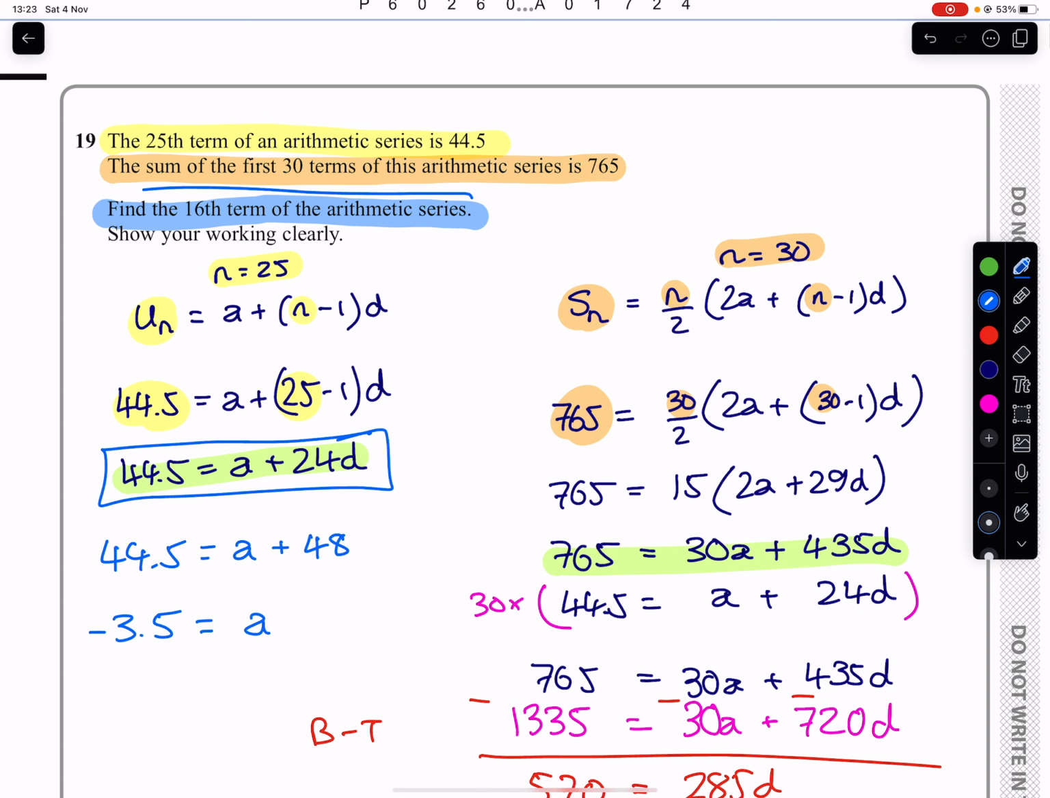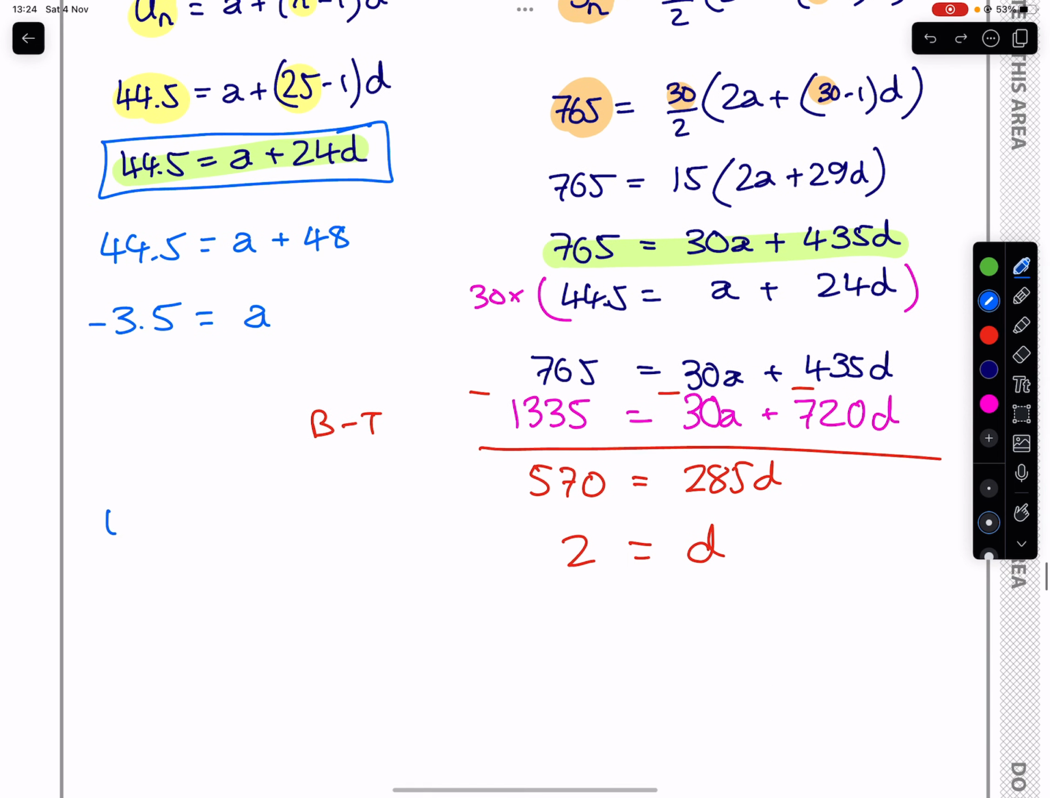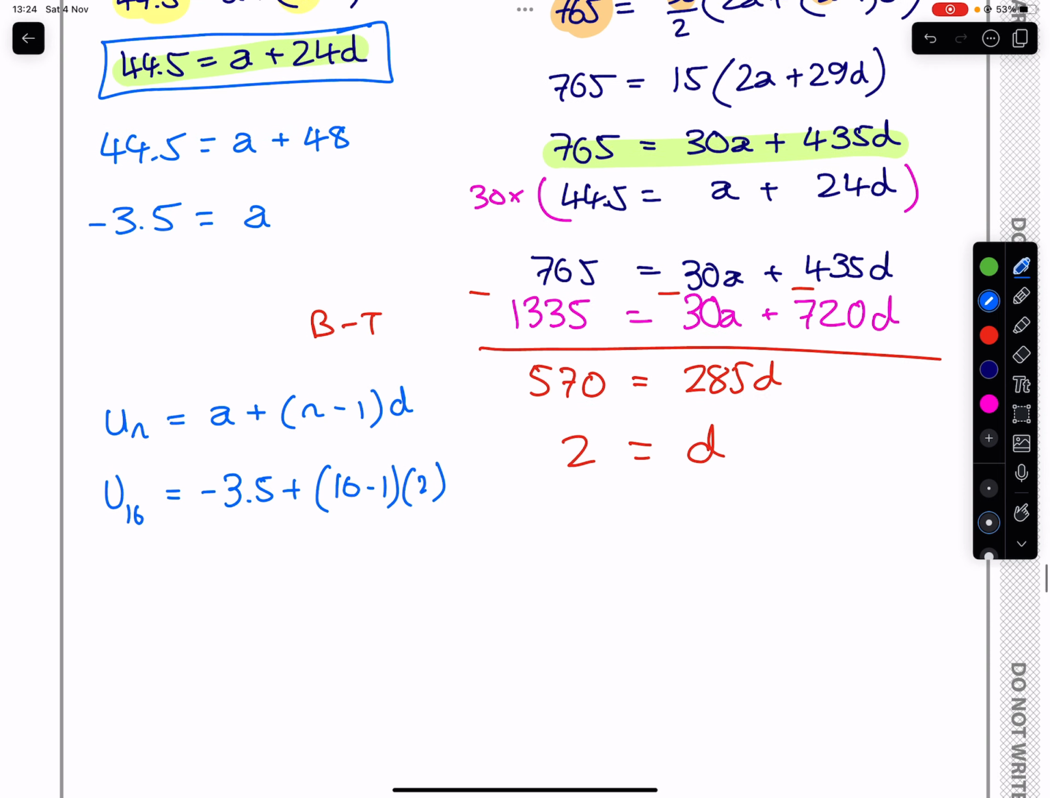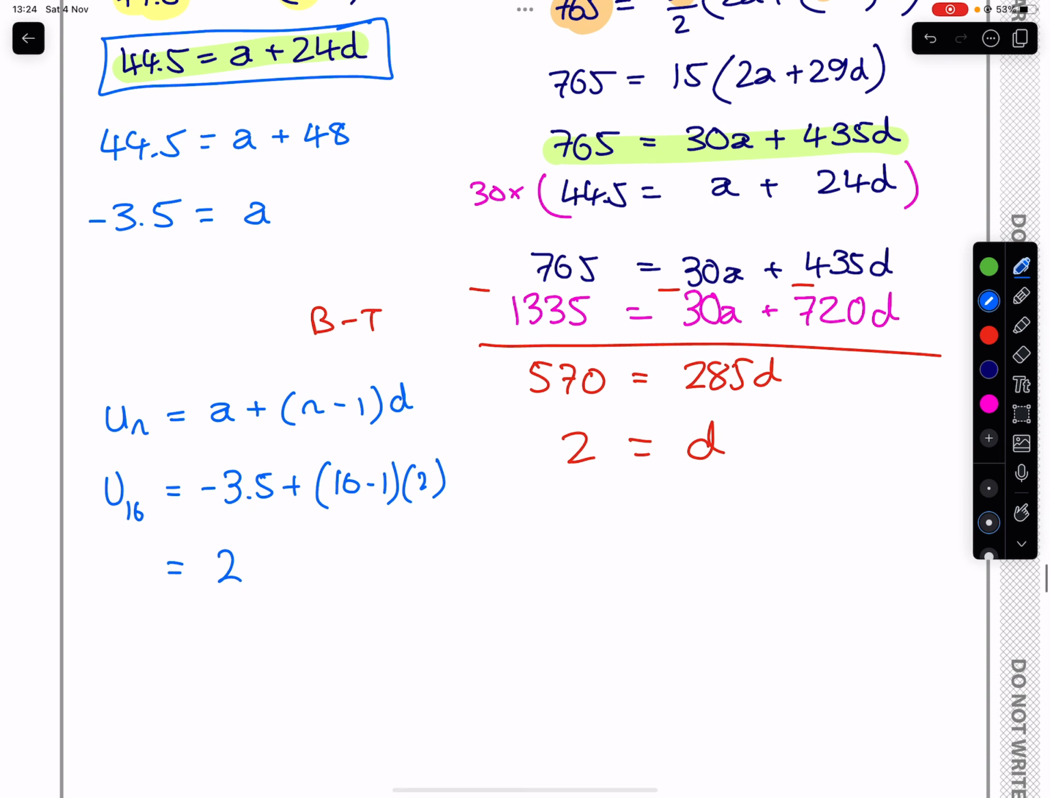This question then asks us to find the 16th term of the series. So we've got our Un formula again. We know what n is, it's 16. We know what A is, it's minus 3.5. And we know what D is, it's 2. So we're going to sub in all of these values to find the 16th term. So it's minus 3.5 plus 16 take away 1 times 2, which is going to give us a final answer of 26.5. Done.